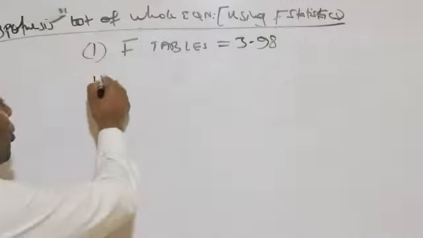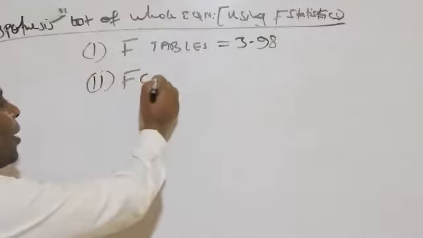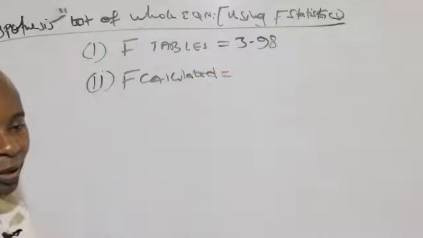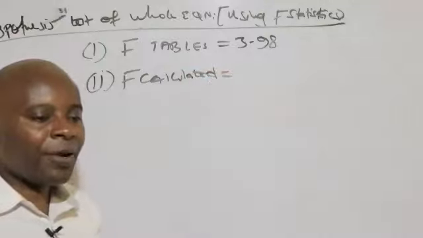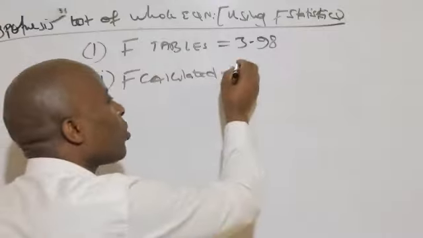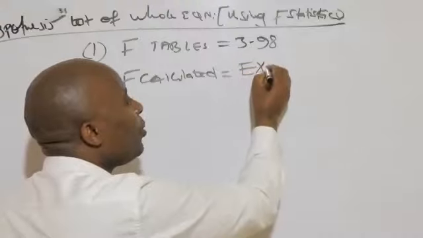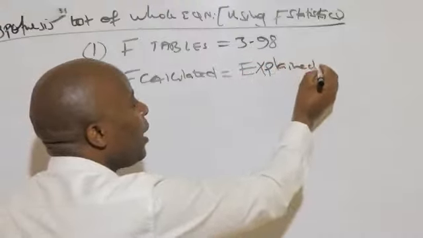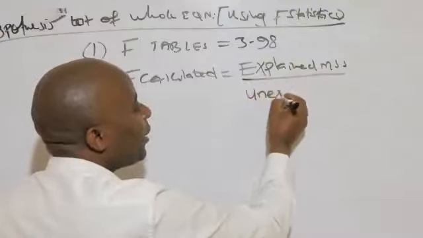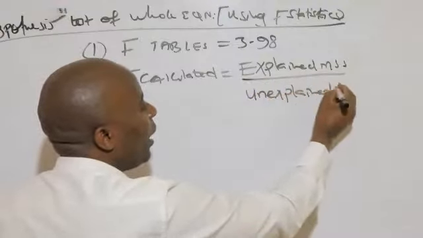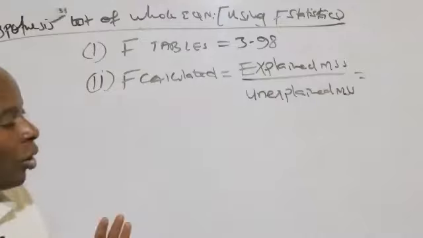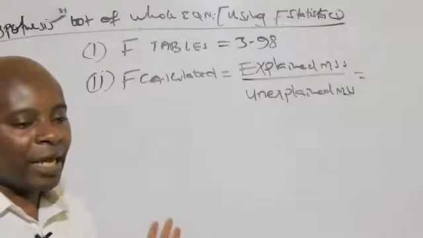And then number two, we have the F calculated, or the F ratio. The F ratio, we have to be in a position of remembering how it is computed. We normally compute it by taking the explained MSS all over the unexplained MSS.